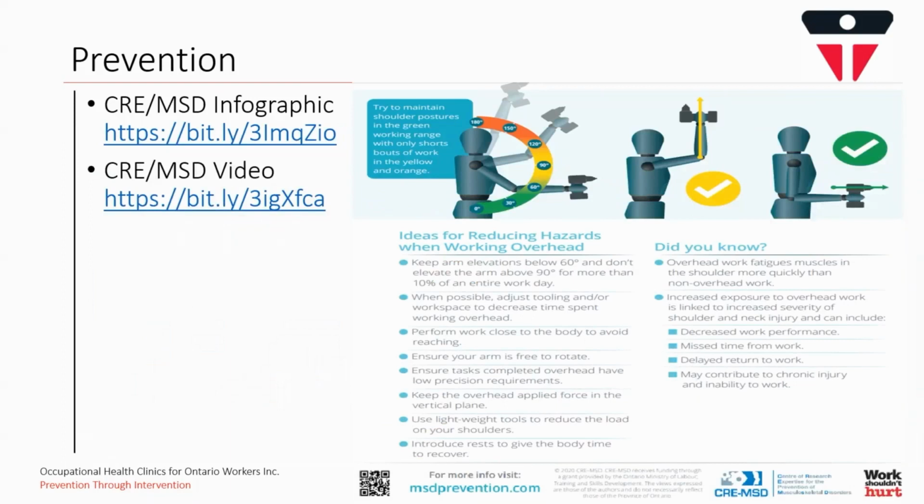For other examples that they suggest: adjusting the tooling and/or workspace to decrease the time of overhead work. Again, performing work close to the body. Ensure that your arm is free to rotate and you have sufficient space to move, that you're not cramped in one spot. Ensure that the tasks completed overhead have low precision requirements, so they're not requiring fine motions that need so many muscles being used at one time that they're going to fatigue.